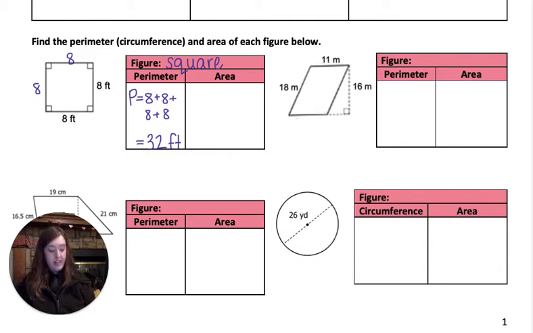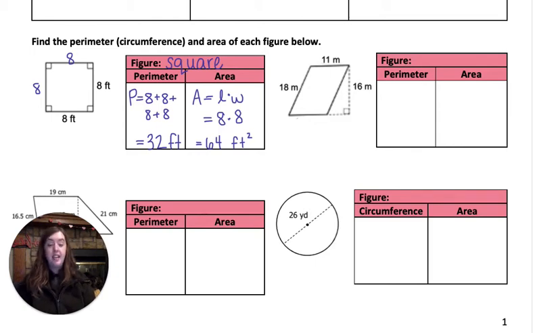Now let's talk about finding that area. So to find the area of a square, we're going to multiply side times side, or length times width. So in this case, we'll be taking 8 feet times 8 feet. 8 times 8 is 64. And then when we take feet by feet, we're going to get feet squared. So that's why with area, it's feet squared, or whatever units squared.